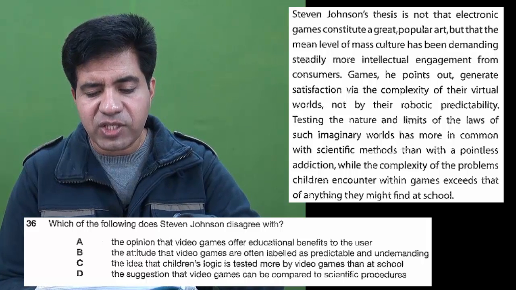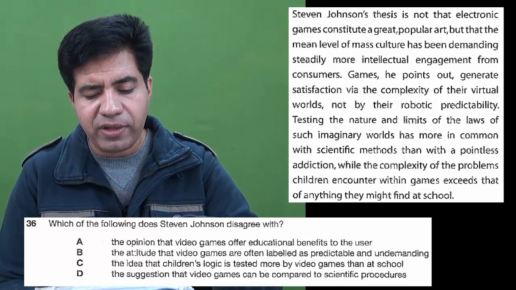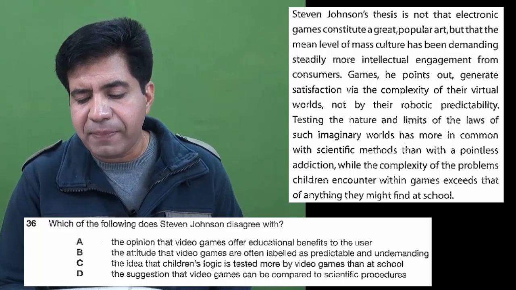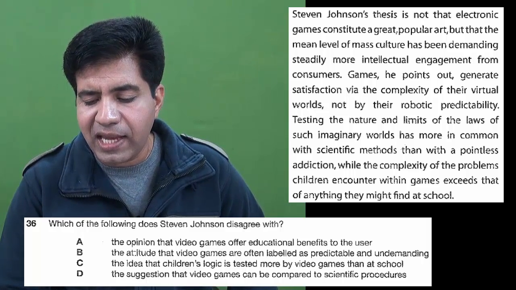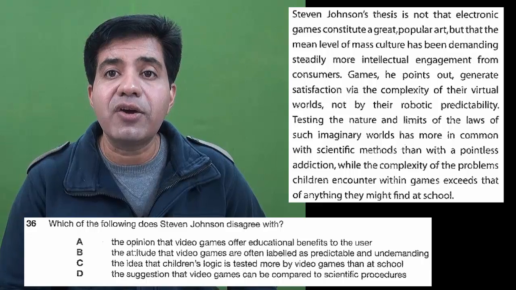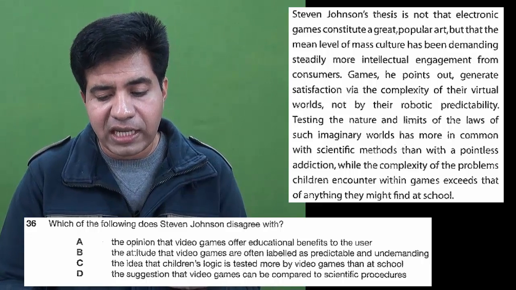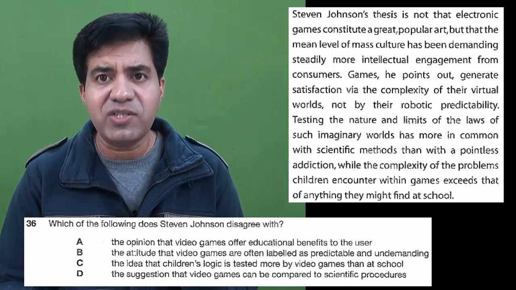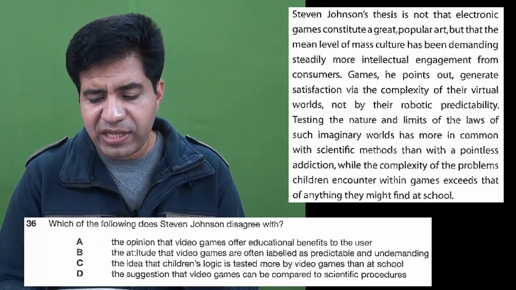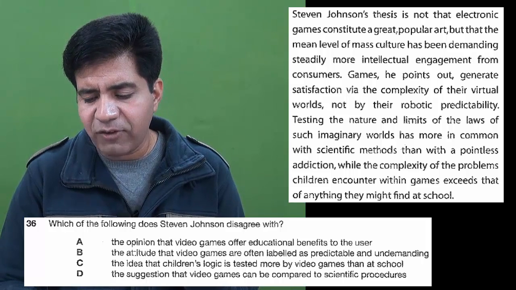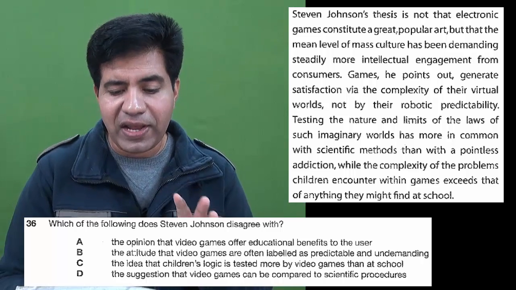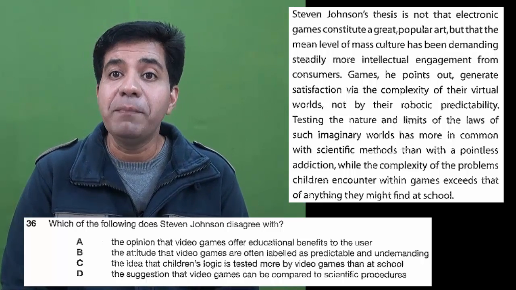Which of the following does Steven Johnson disagree with? The attitude that video games are often labeled as predictable and undemanding. He disagrees with that very thing. We've got the other one, the idea that children's logic is tested more. No. The suggestion that video games can be compared to scientific procedures. No. The clear-cut answer is option B.